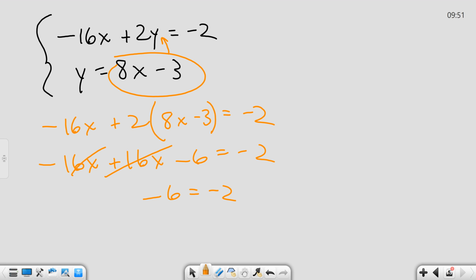Two things will happen in these weird cases. You'll get a false statement: negative 6 does not equal negative 2. That means they're parallel. However, you could also see a problem where you get a true statement. The variables eliminate themselves and you have negative 3 equals negative 3. What would that mean? Yeah, they're the same line. Those don't happen very often, but I wanted to do one just so you understood what happens when that does occur. Okay? Problems?